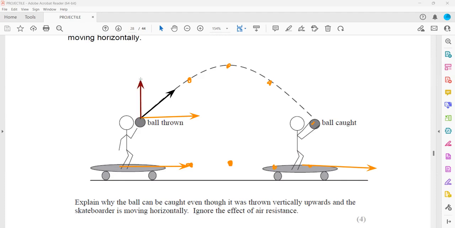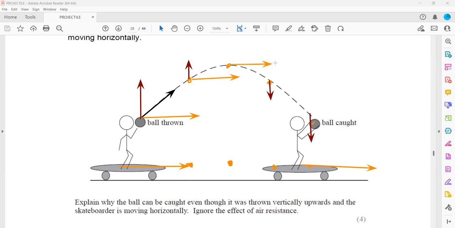this vertical component will be the maximum in the beginning, but as the ball is rising, the vertical component starts to decrease, and at the maximum height the vertical component is zero, and then it starts to increase again. And the horizontal and vertical components are independent of each other.